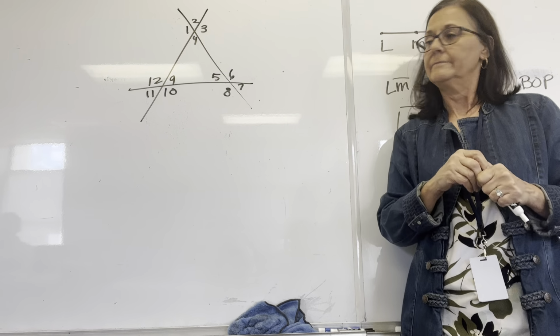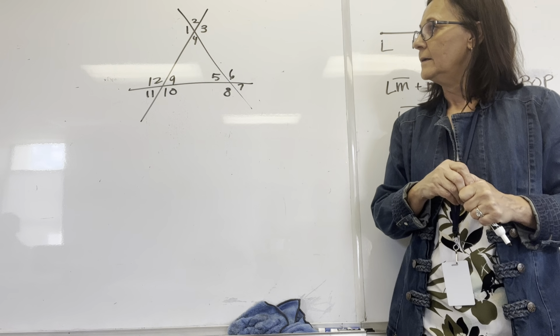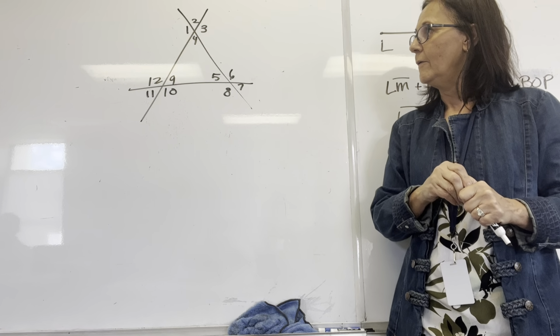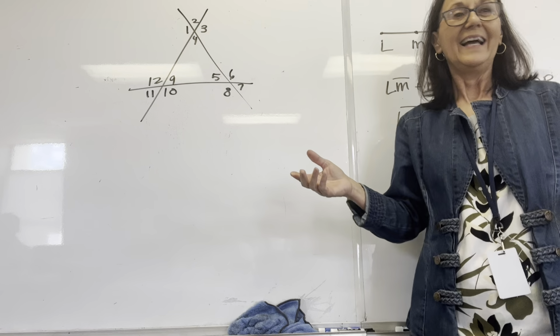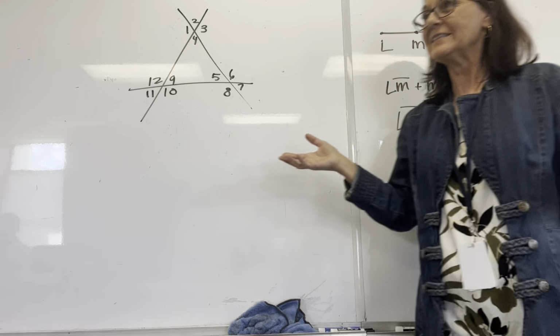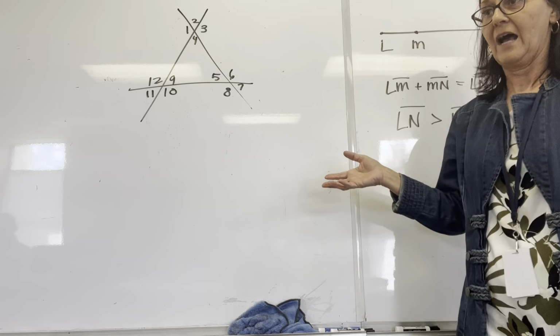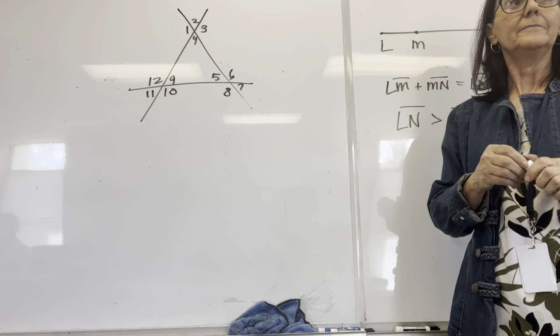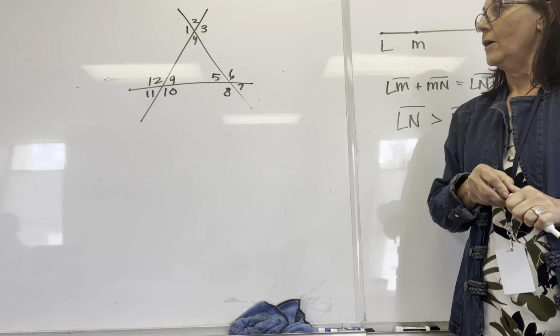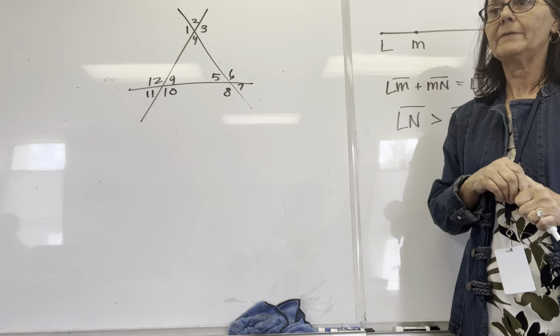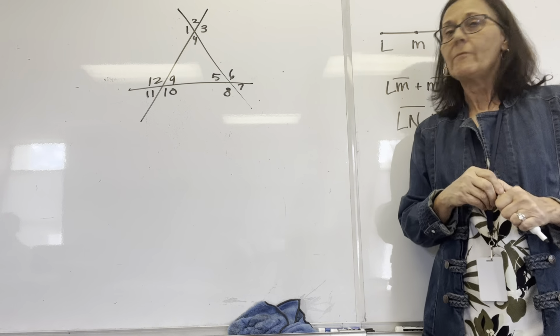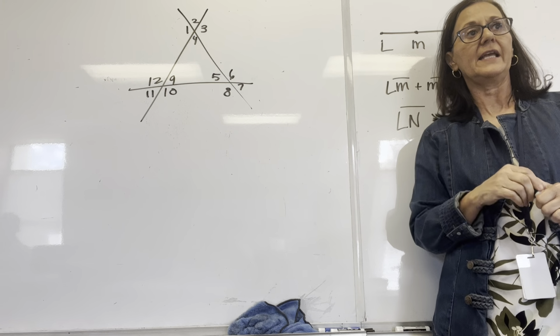7, 4, 9. Or it would be 5, 4, 9, but aren't vertical angles equal, so you can substitute it. 4 plus 7 plus 9, or 4 plus 5 plus 9. What about 2 plus 7 plus 11? Yes, 180. Good job.